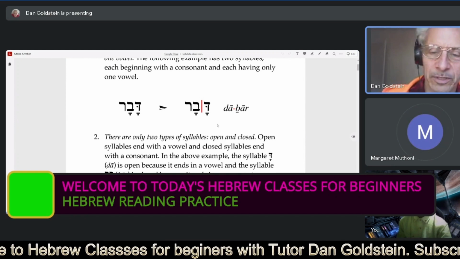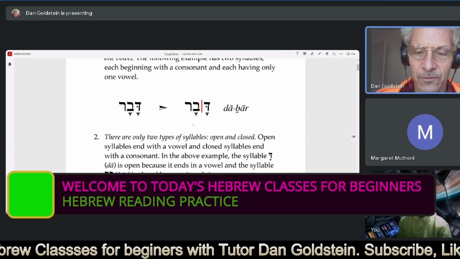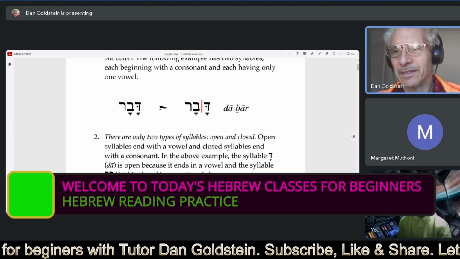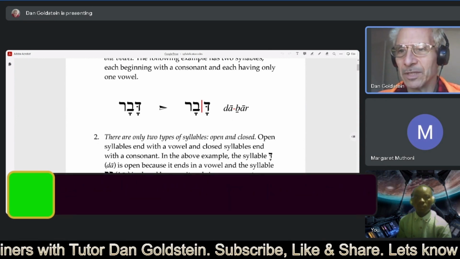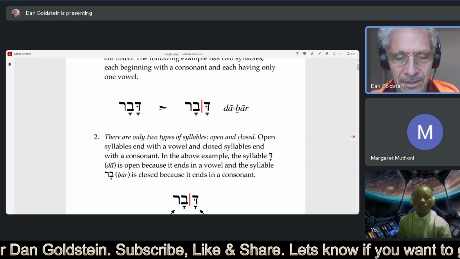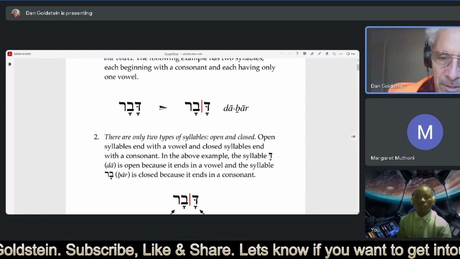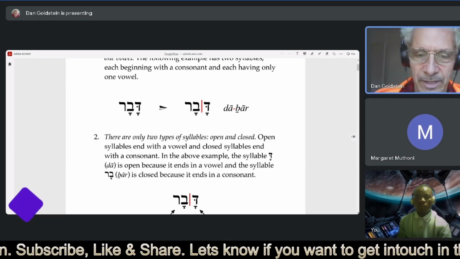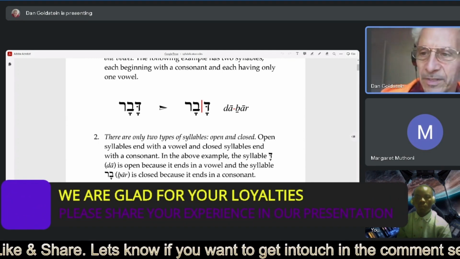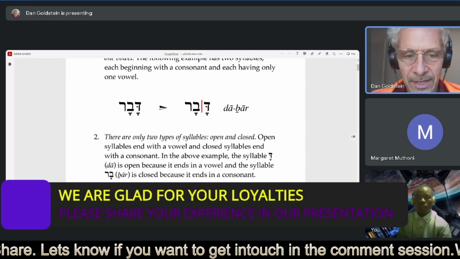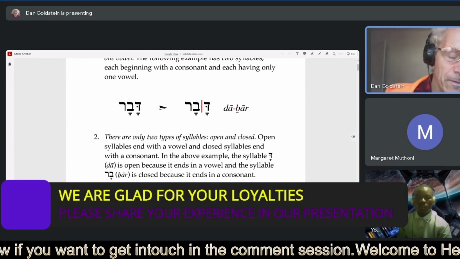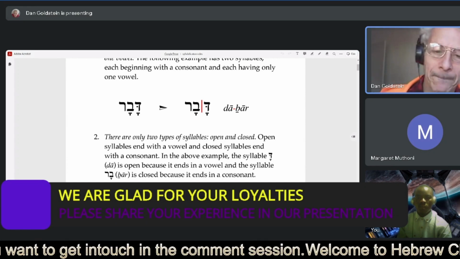So we have a two-syllable word. It's broken up as da and var. The first syllable is da, and the second syllable is var. The first syllable da ends with the ah sound, with the kamats. Because it ends with the vowel sound, Joseph, it's considered an open syllable. The second syllable, var, ends in a consonant, resh. Therefore, it's considered a closed syllable.